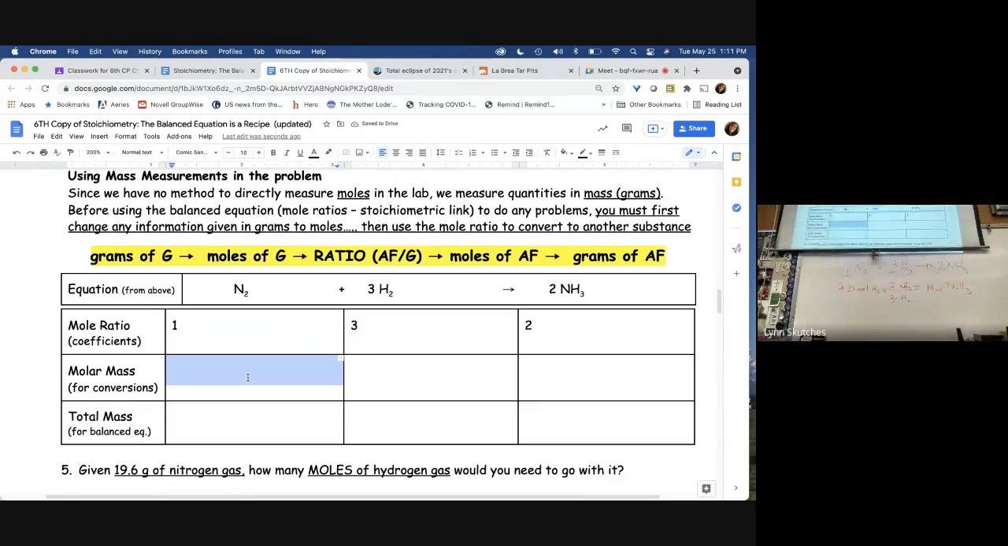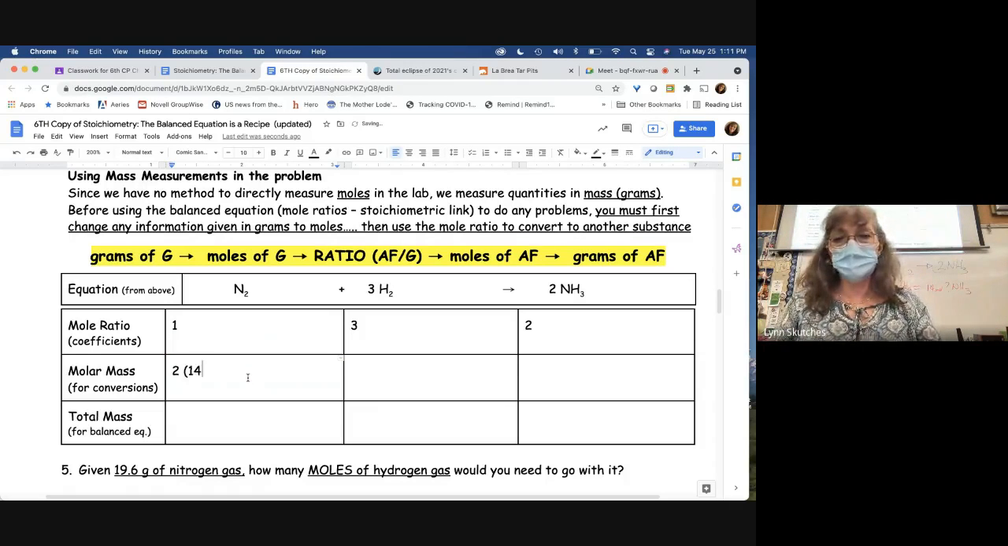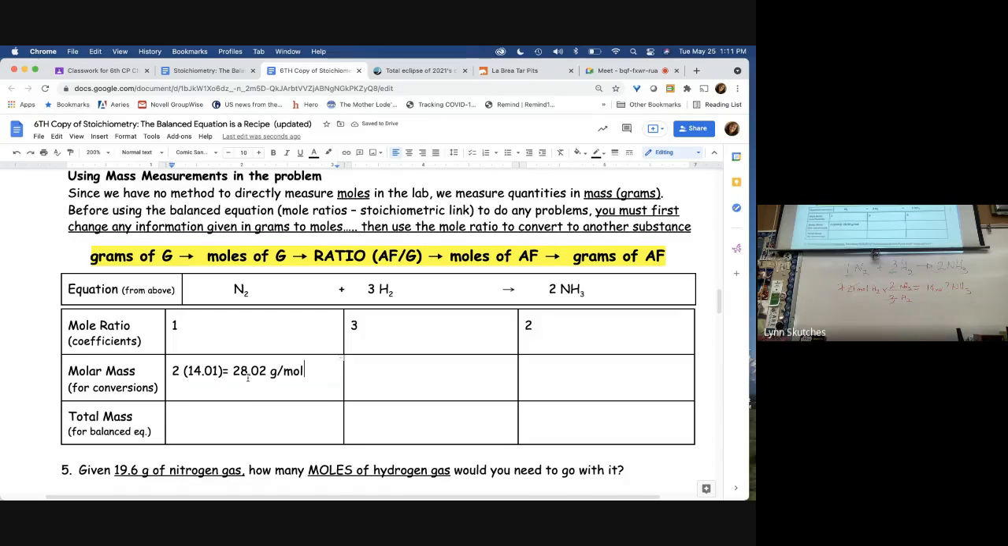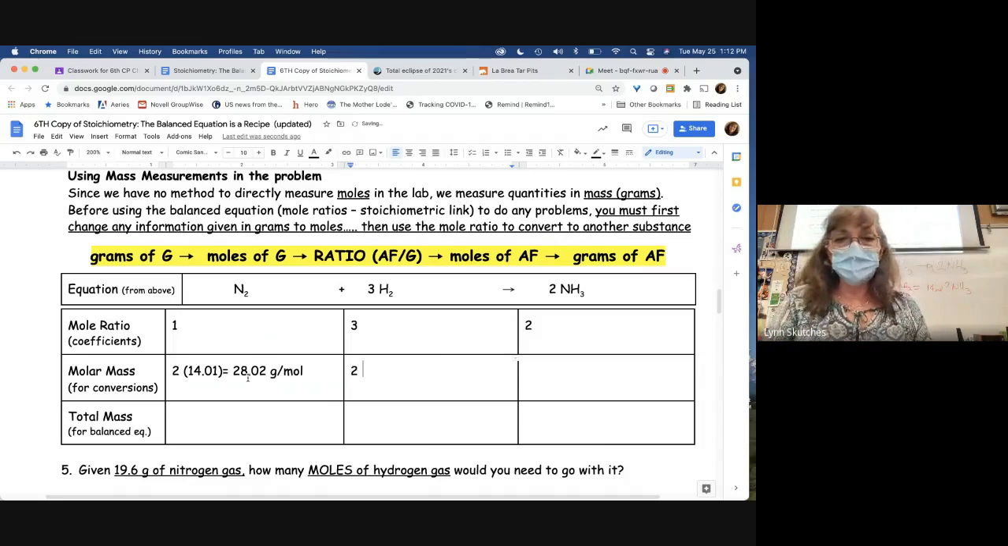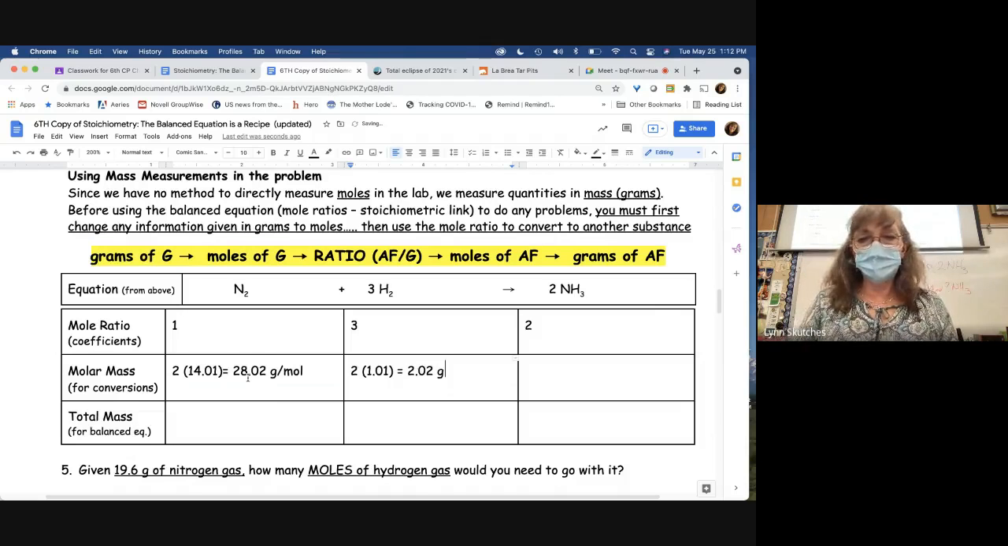How do you find the molar mass of nitrogen gas? You look on the periodic table, you look at the subscript, you say 2 times 14.01 equals 28.02 grams per mole. Same kind of process for hydrogen. Again, we're just doing 1 mole of the gas, not the balanced equation yet. 2 hydrogens, each hydrogen is 1.01. That means hydrogen gas is 2.02 grams per mole.